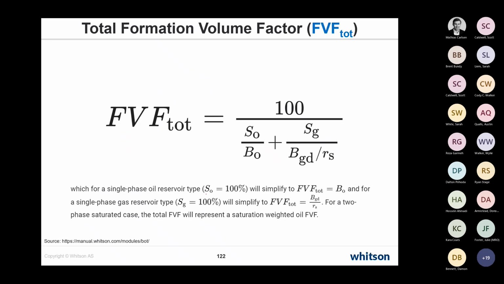If it's a gas condensate, the formation volume factor number would simplify to BGD over little rs. And BGD over little rs results in reservoir barrels over stock tank barrels, and that's what you would use for a condensate. So the units is what matters here. It's reservoir barrels per stock tank barrels. And for a two-phase saturated case, that's when your saturation pressures are higher than your initial reservoir pressures, then the total formation volume factor will represent the saturation-weighted oil formation volume factor.